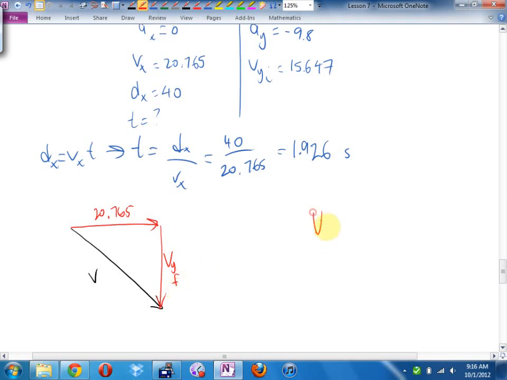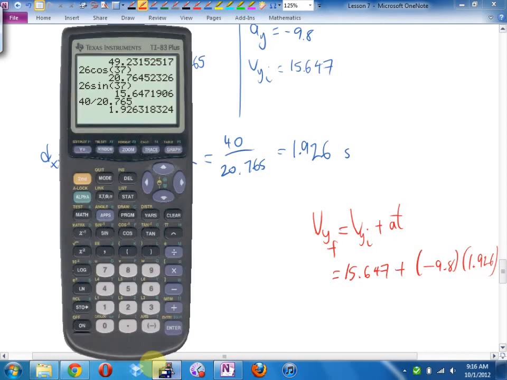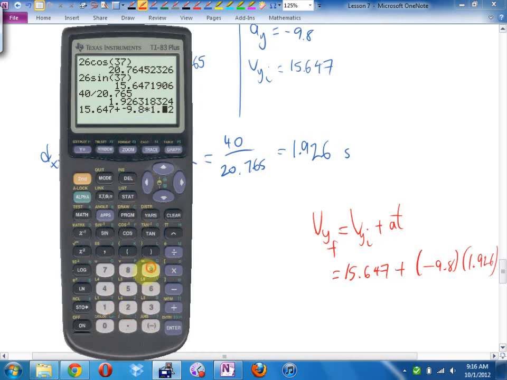Oh, wait a minute. I can walk through that over here. Vy final equals Vy initial plus at. What was Vy initial? 15.647 plus negative 9.8 times 1.926. I do get a negative velocity, which means it is on its way down, which matches the diagram, so I think I'm right. Yay.